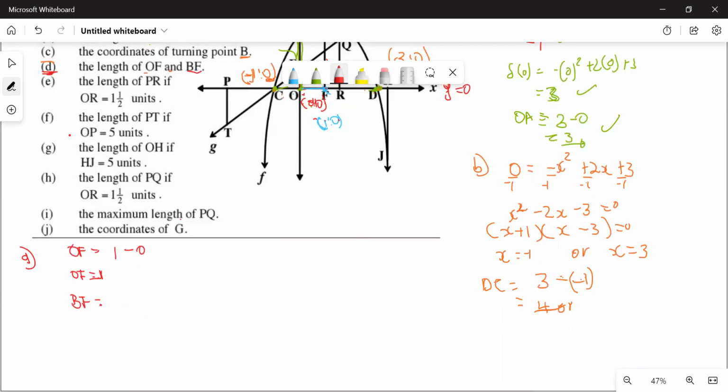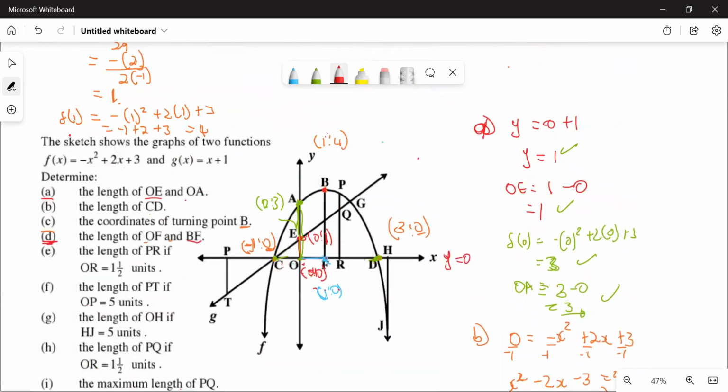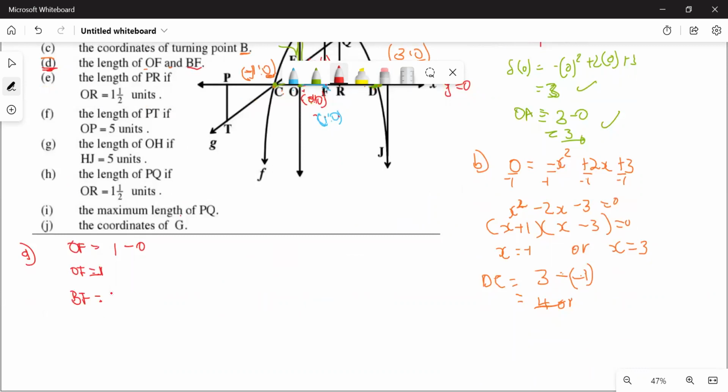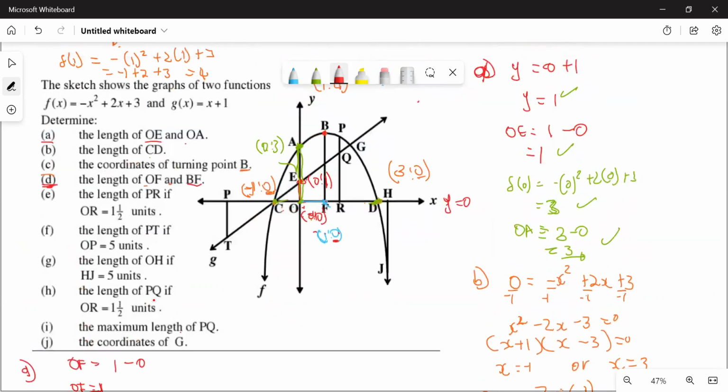So how do you get BF? You say which is the highest one, it's 4. So it's 4 minus the lowest one here for F. If you concentrate on Y, it's 0. And then the length of BF is going to be equal to 4. Are you still good? Any questions so far?